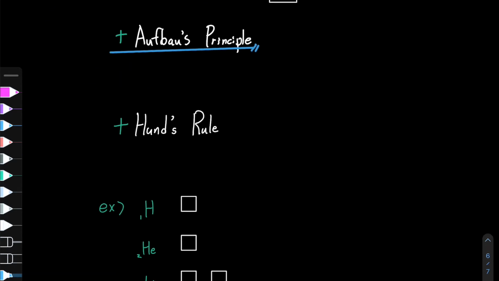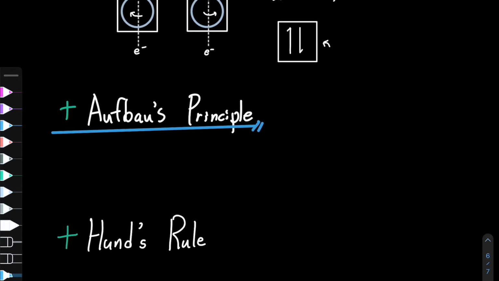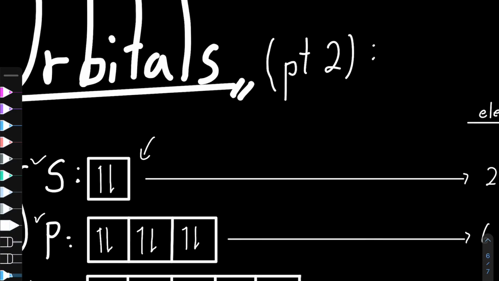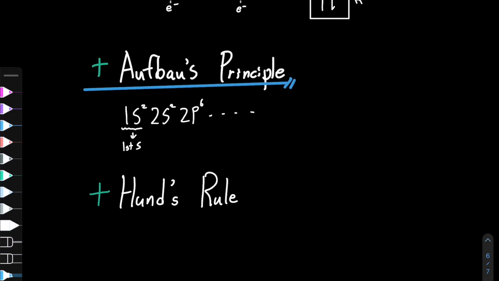But for now, just know that the first few are 1s2 and 2s2, 2p6, and the list goes on. So what this basically means is that 1s2 is the first s orbital. And 2s2 means that it's the second s orbital.